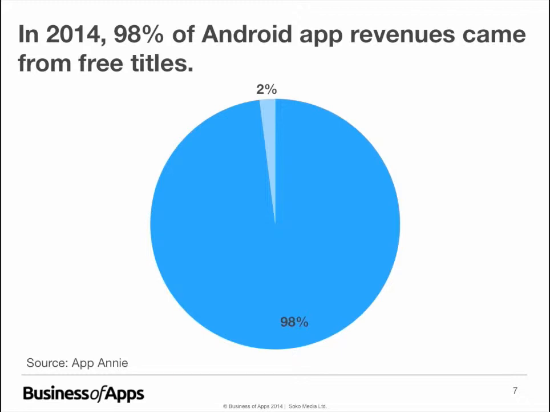Now, of course, there are some issues about that. There are some questions about user quality, for example, in comparison to iOS. But as we saw in the previous page from Flurry, roughly 90% of apps on the App Store are free. And if 98% of Android revenues are coming from free apps, you're starting to see there quite a clear and coherent trend.